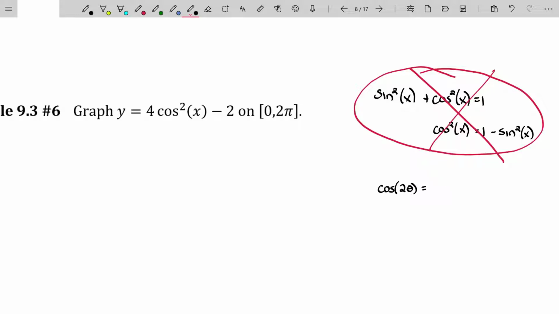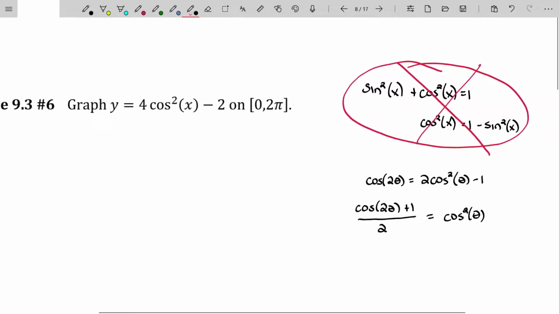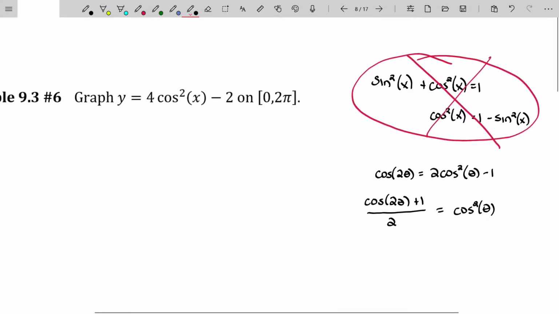But I happen to know that the cosine of the double angle is actually twice the cosine squared of the angle minus 1. And so if I add 1 to both sides, cosine of 2 theta plus 1, and divide both sides by 2, I see, oh yeah, that's right. I can take a cosine squared and trade it out for a lower power version of cosine. That's the one I'm going to use. Notice I just reproved the previous theorem.